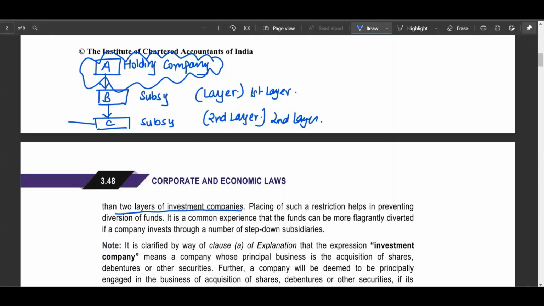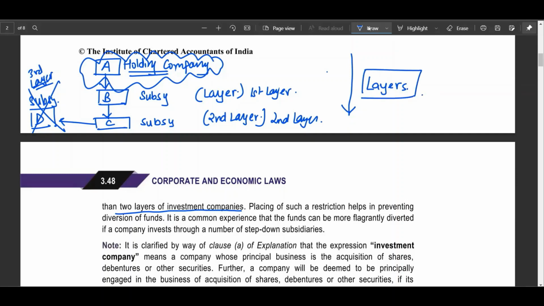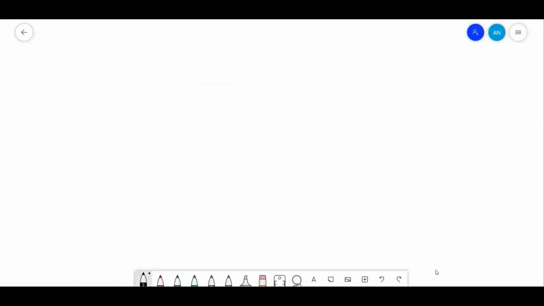For example, if C wants to invest in company D, which would be its subsidiary, it cannot, since this will make the third layer. Hence, a company, that is the holding company, can invest only in these two companies, B and C. This is called layers. All right, let me clear one thing for you. Let's take a new page first. It talks about vertical layer. Remember that.